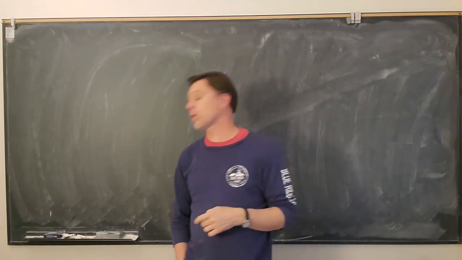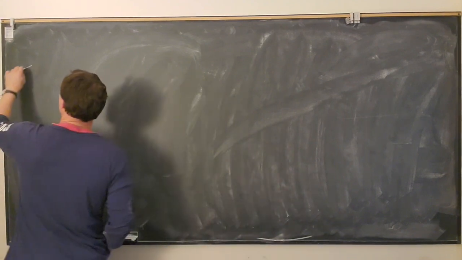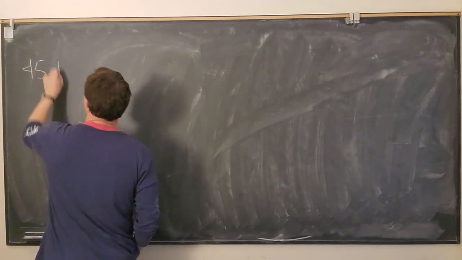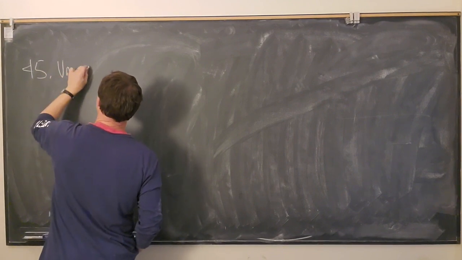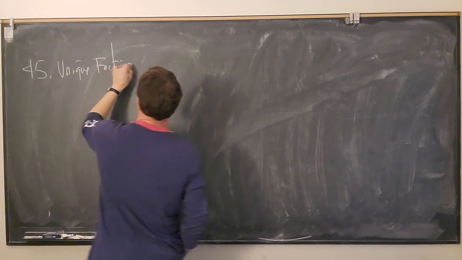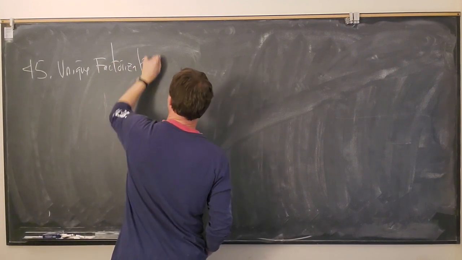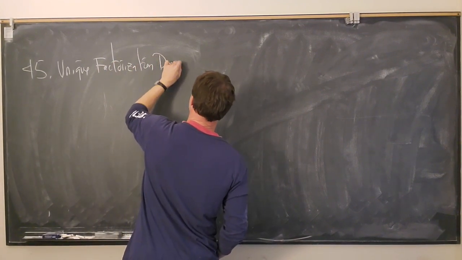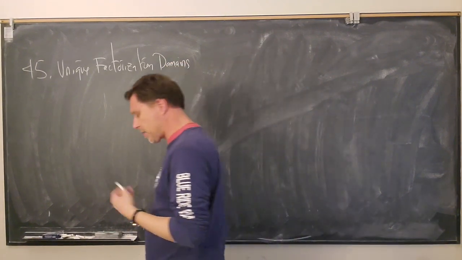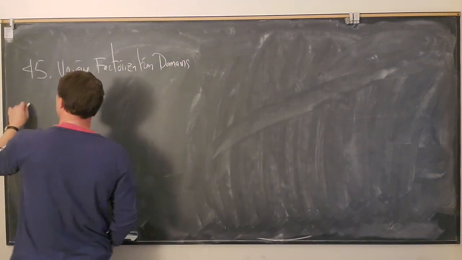Welcome back. We're going to start a new chapter today. And we're going to be jumping ahead in the book. So this is now chapter 45, unique factorization domains. And so let me set the stage by just reminding you, there's the fundamental theorem of arithmetic.